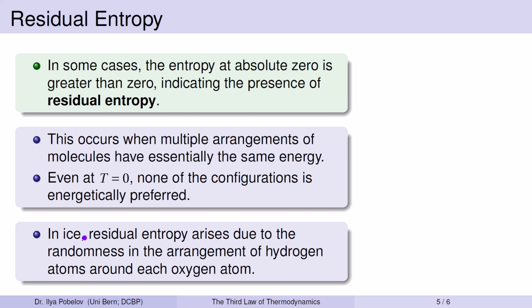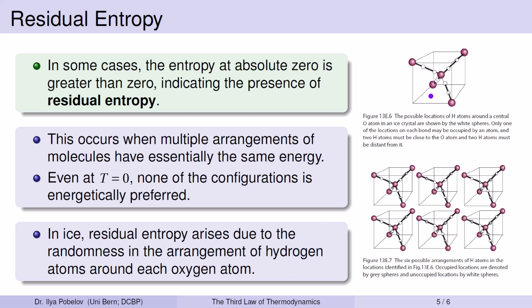For example, in ice, residual entropy arises due to the randomness in the arrangement of hydrogen atoms around each oxygen atom. Each O atom is bonded to 4 H atoms in a tetrahedral structure with 2 short covalent OH bonds and 2 longer hydrogen bonds. Since there are multiple equivalent ways to assign these short and long bonds, even at absolute zero, the system has many microstates with the same energy. This structural disorder at 0 Kelvin results in a non-zero residual entropy.